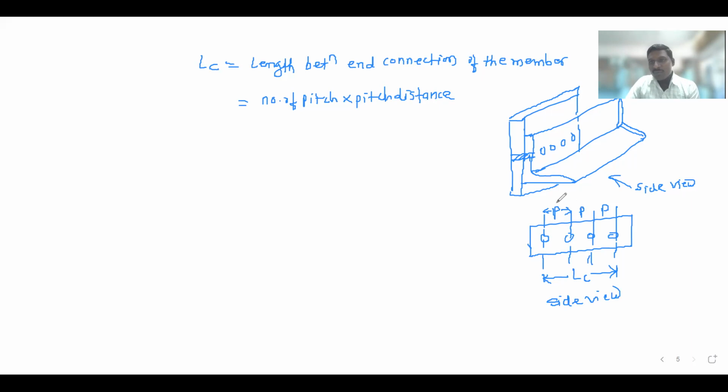जेवढे number of pitch आहेत, how many number of pitch are there here? 3. 1, 2, 3. If 4 bolts are there, 3 pitch are there, and pitch distance we have to know. P is equal to 2.5 into T naught. In this way, pitch distance we can calculate. But this number of pitches into pitch distance, म्हणजे समजा ही value 50 आली, 50. So how many number of pitches here? 1, 2, 3. So 3 into 50 is equal to 150.